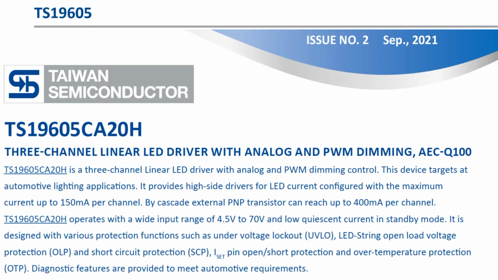They're high side drivers, typically for automotive. They can go up to 150 milliamp per channel. That's obviously a lot, and the device will get rather hot there. But we use a trick: you can cascade external PNP transistors to reach up to 400 milliamp per channel. Or you can use those external PNP transistors to reduce the temperature. Again, it's made in a 70-volt process.